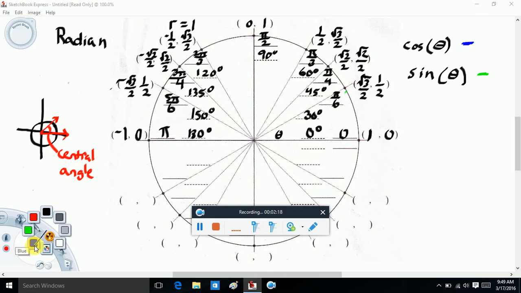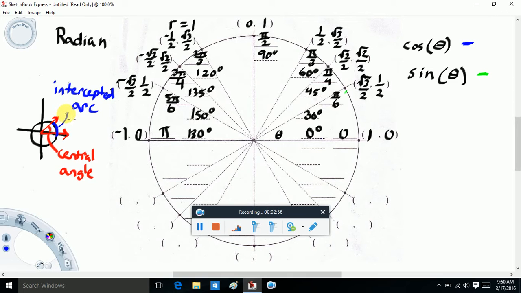The central angle cuts off the circle here, forming the intercepted arc. Again, the rays that form the central angle cut the circle, forming the intercepted arc. When the central angle intercepts an arc that has the same length as the radius of a circle, the measure of the angle is defined to be 1 radian.